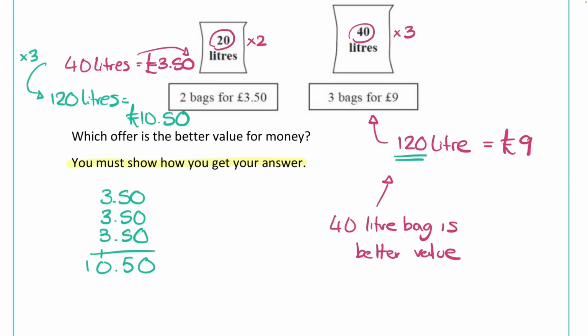Now of course, if the numbers were relatively nice, if it was 4 litres and 2 litres, they would have been relatively nice to divide by 2 and divide by 4 to sort of see the better value for a smaller amount. But if not, don't forget you can take this approach as well, finding that lowest common multiple of the 2 amounts that you're looking at.